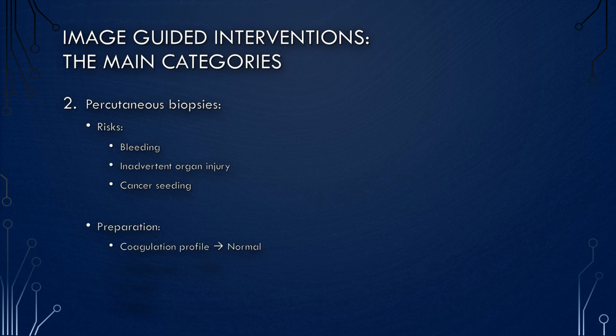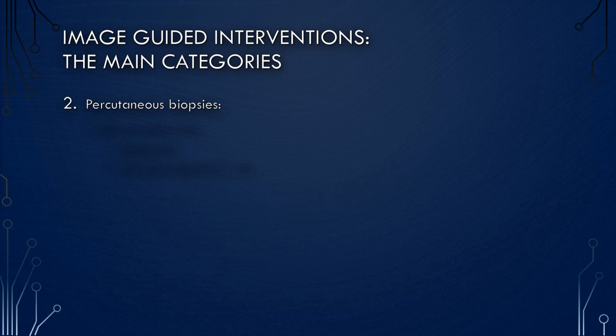So prior to the procedure, you need to prepare the patient. You may need to make sure that the coagulation profile is within normal and the platelet count is higher than 50,000. An informed consent needs to be obtained from the patient, and the patient needs to be fasting. Post-procedure care will include observation and vital signs.